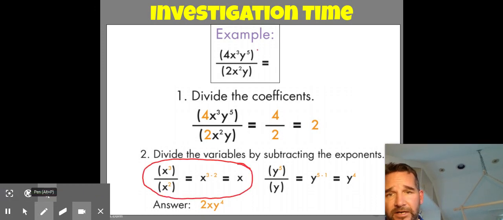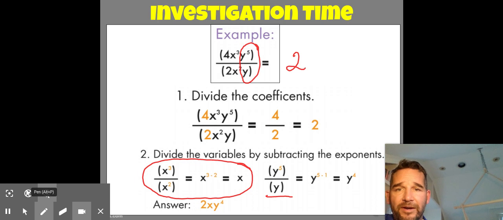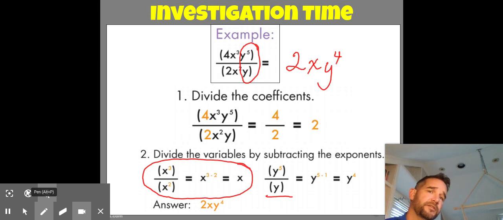Then we take our y's and we divide them. Y to the fifth divided by y to the first is y to the fourth. So in the end, we end up with 2x y to the fourth. The 2 coming from the 4 divided by 2. The x coming from x to the third divided by x squared. And the y to the fourth coming from y to the fifth divided by y to the first. So 2x y to the fourth. So basically, we just separated them and looked at them each as a separate division problem.